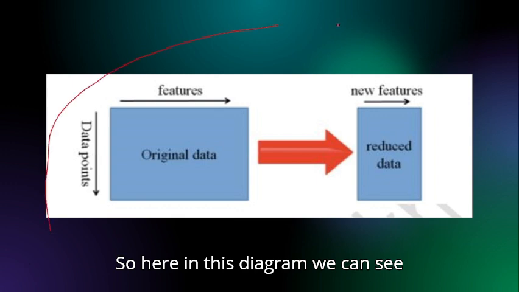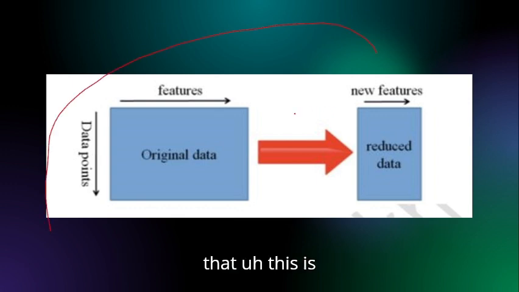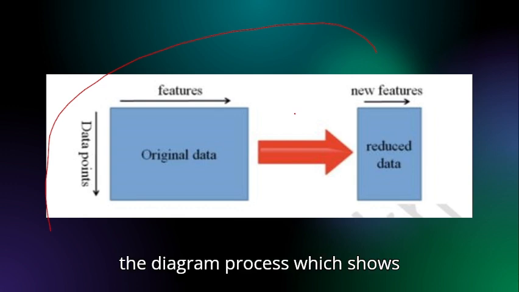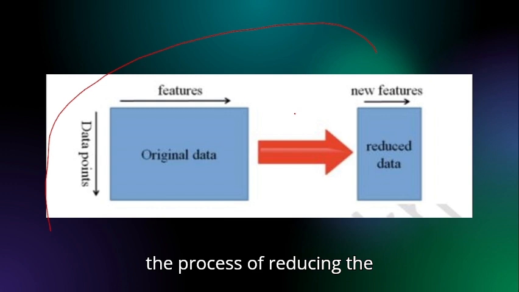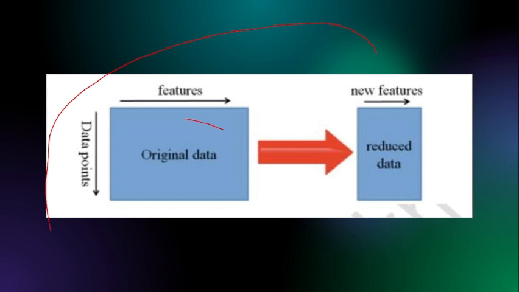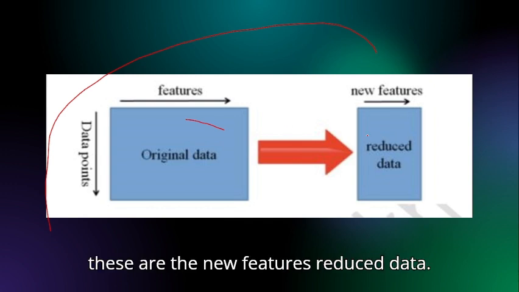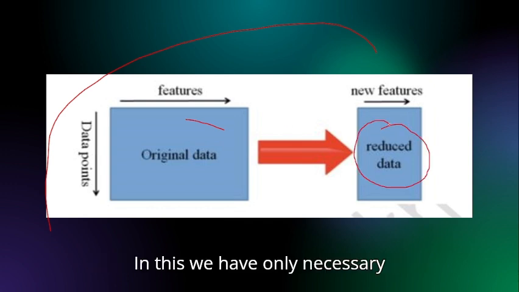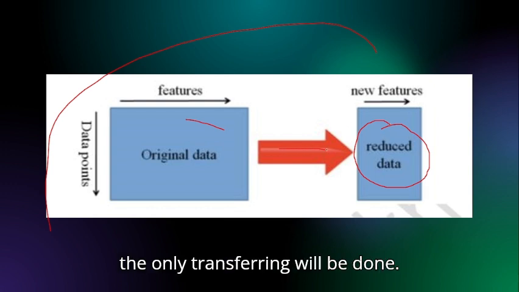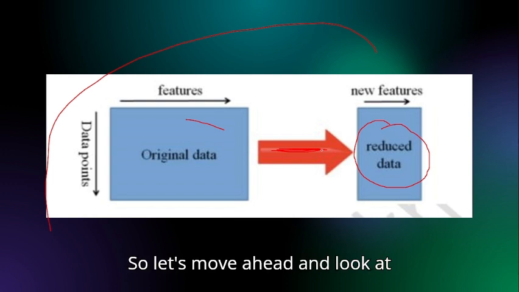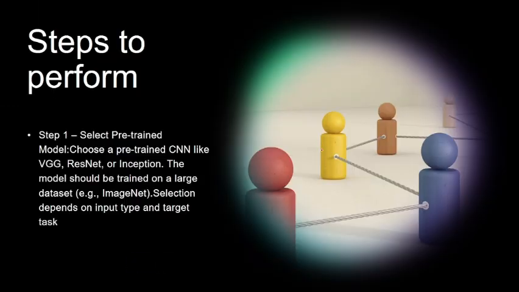So here in this diagram we can see the process of reducing the unnecessary data. So this is the original data which has many features and many labeled datasets. And these are the new features, reduced data. In this, we have only necessary data which will be used in the model, and by this, the transferring will be done. So let's move ahead and look at the steps to perform this feature extraction.